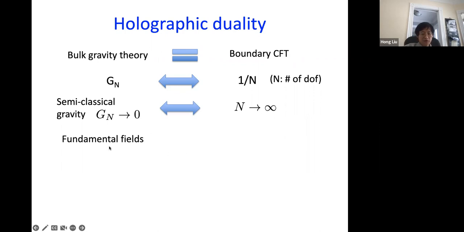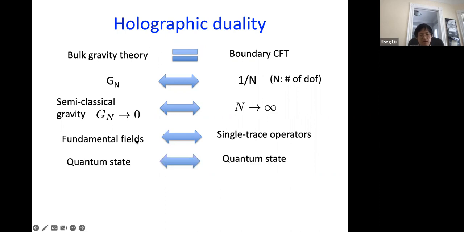And then the fundamental fields here, including the string fields, not only the gravity field, all the stringy excitations, defined in the string sense, are dual to single trace operators. So there's a one-to-one correspondence between single trace operators and the string excitations. And then for the quantum state, there's a one-to-one correspondence between the quantum states on both sides. If you have a quantum state in the gravity theory, then there must be a corresponding quantum state in the boundary CFT.